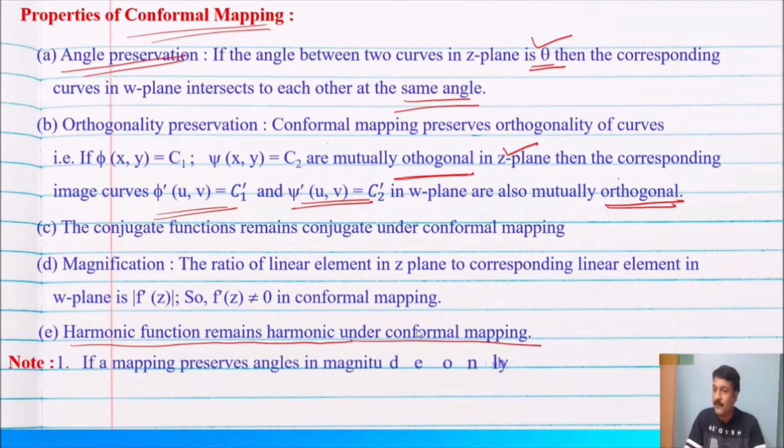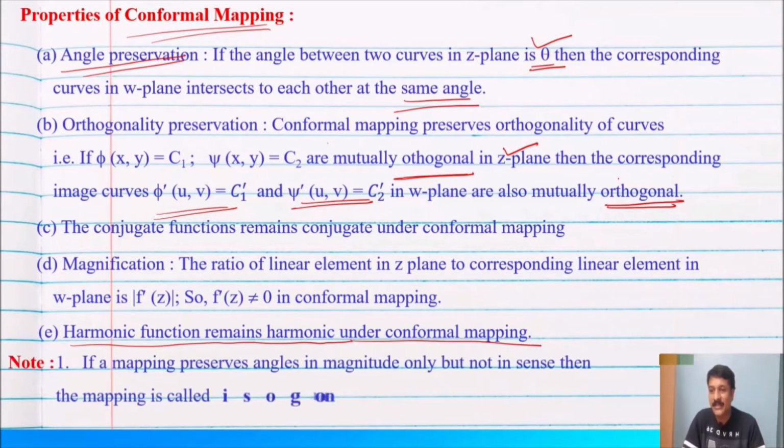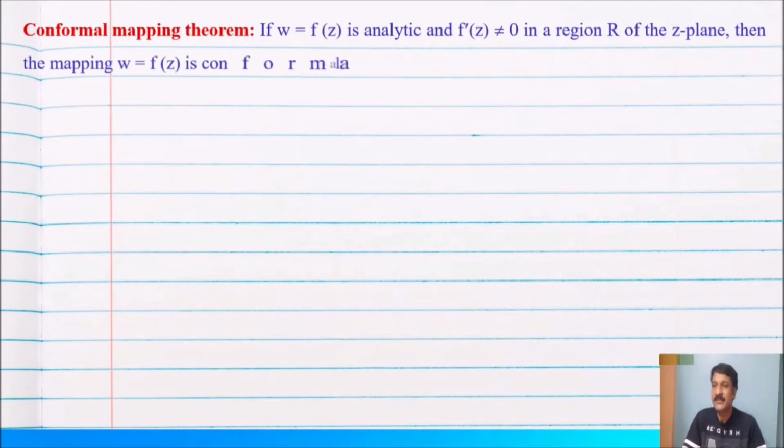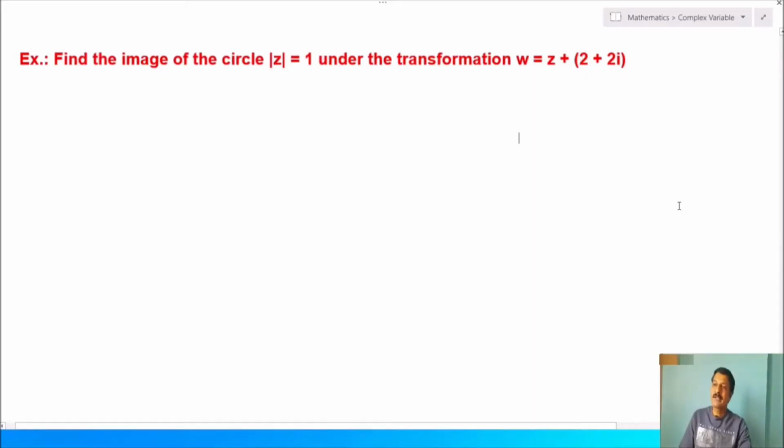Note, if a mapping preserves angle in magnitude only but not in the sense, then the mapping is called isogonal mapping. A point at which f dash of Z equal to 0 is called a critical point of the transformation. So you remember the conformal mapping theorem also. If W equal to f of Z is analytic and f dash of Z is not equal to 0 in region R of the Z plane, then the mapping W equal to f of Z is conformal at all points of R. Now consider one example on the conformal mapping.